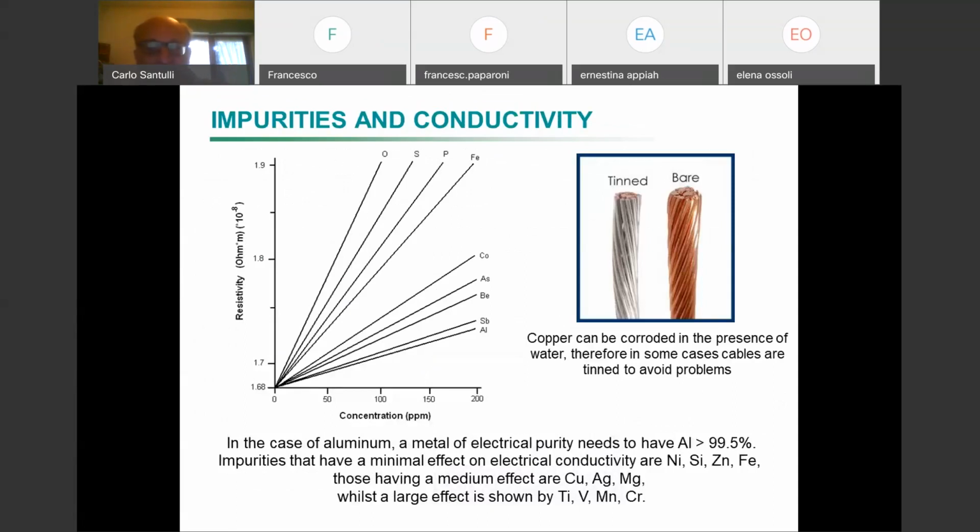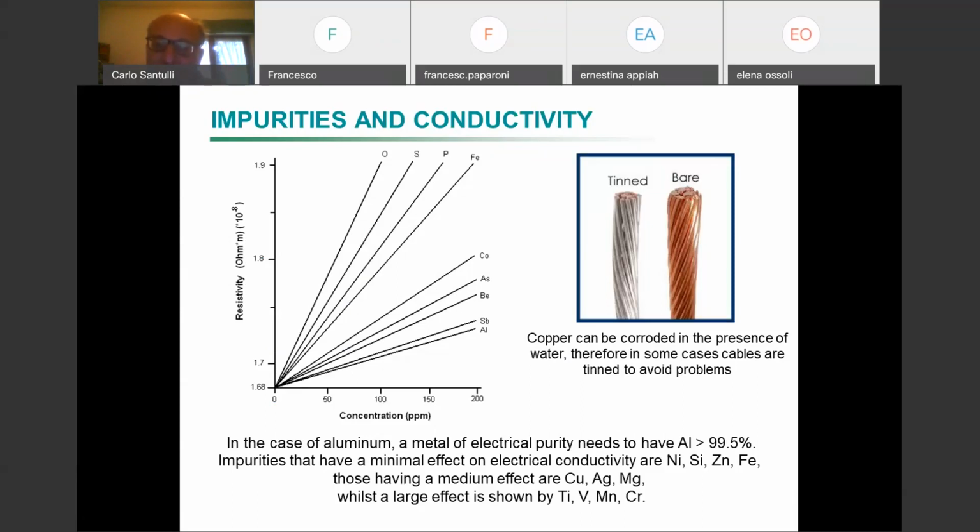In case of copper, to complete a bit the question about the conductivity, you can see that tin might be interesting. On the other side, you might have to consider that tin is not very interesting as such, but it might be interesting for covering some copper cables.